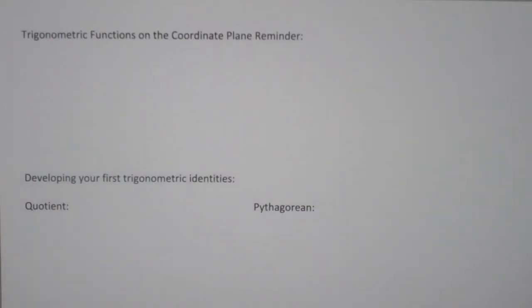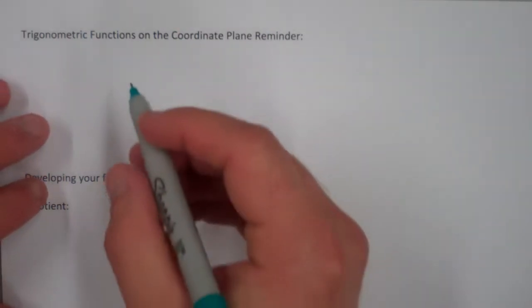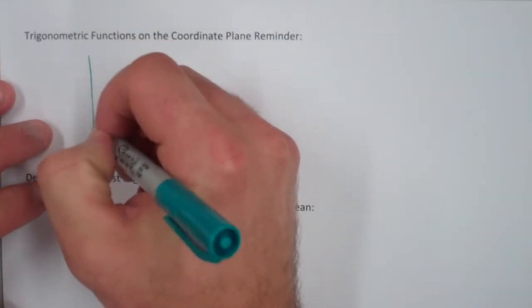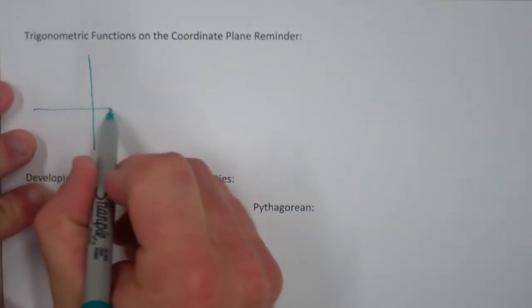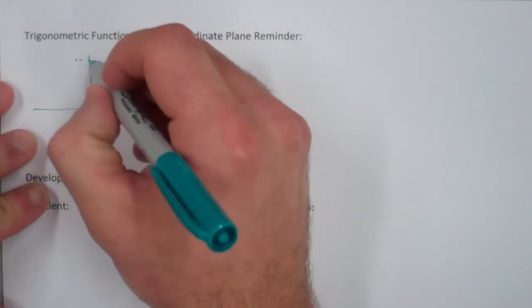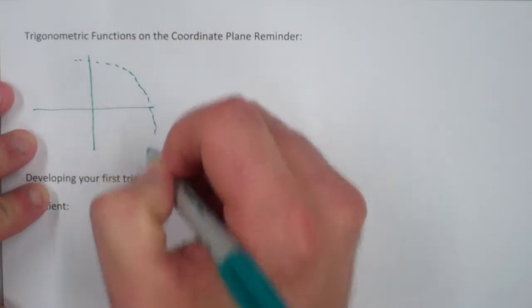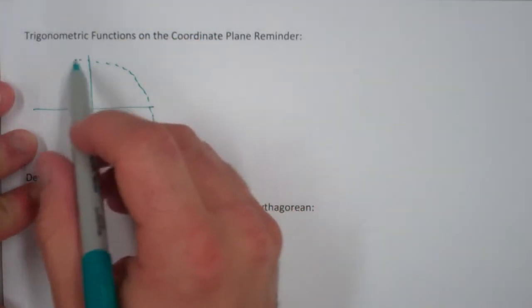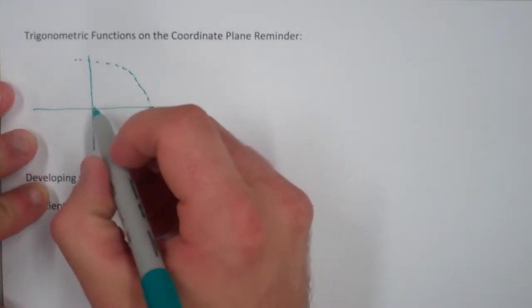In this concept video, we're going to be discussing the trigonometric functions on the coordinate plane, and we're actually going to be developing our first trigonometric identities. So, as just a reminder, let me draw a coordinate plane here. And let's also imagine that there's a circle that is centered at the origin.